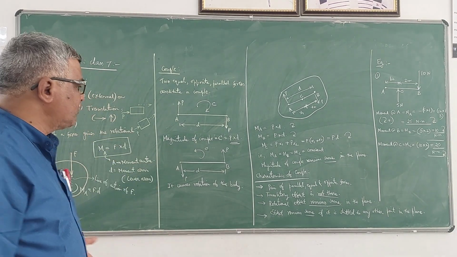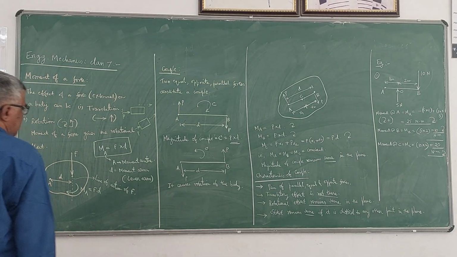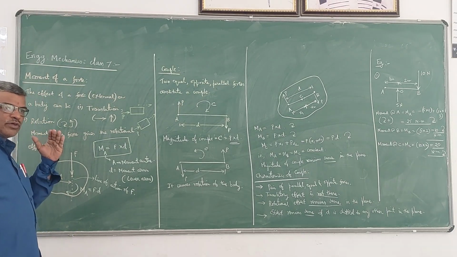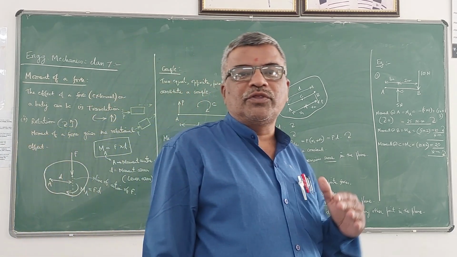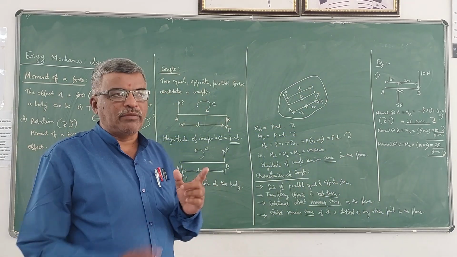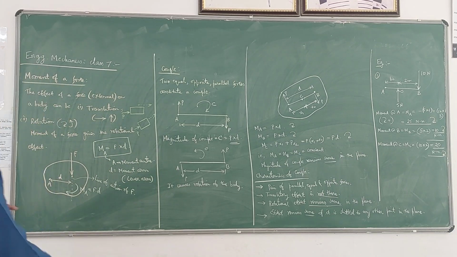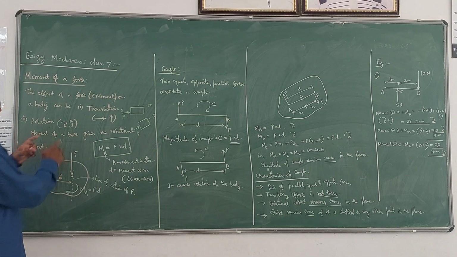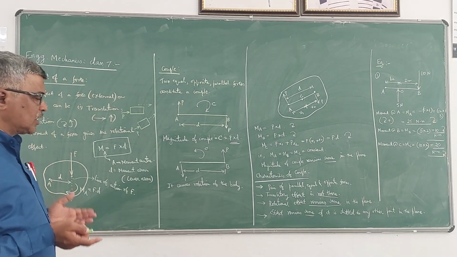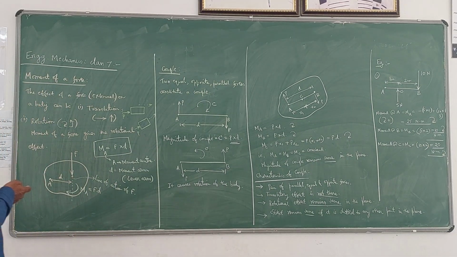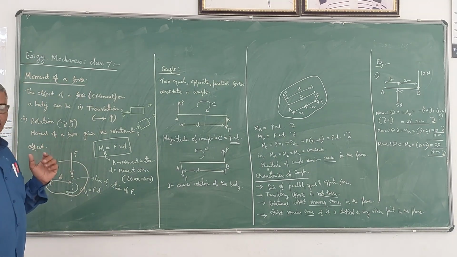And the other effect of the force is rotation. If a force is applied at some point on a body, with respect to some other point, the body may start rotating. That is the rotational effect. It can be either clockwise rotation or anti-clockwise rotation. That rotational effect is nothing but due to the moment of a force.